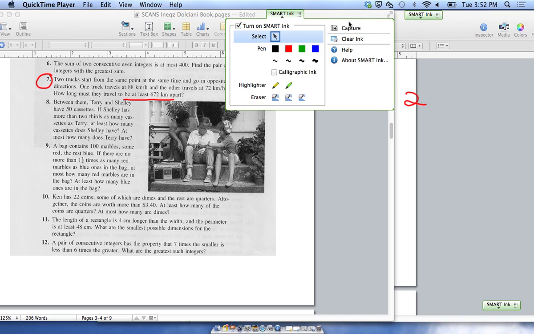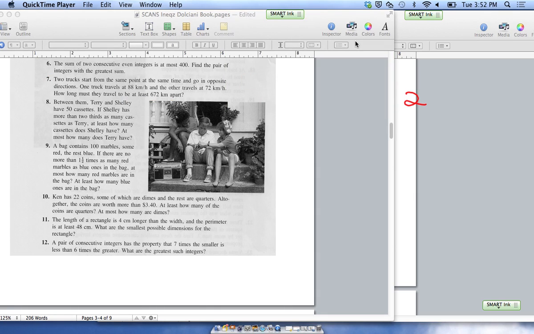Let me put that so that it comes on the screen. So for number 7, you would have the rate time of one plus the rate time of the other greater than or equal to 672. And you would solve that inequality. Next, I ask you to look at number 9.